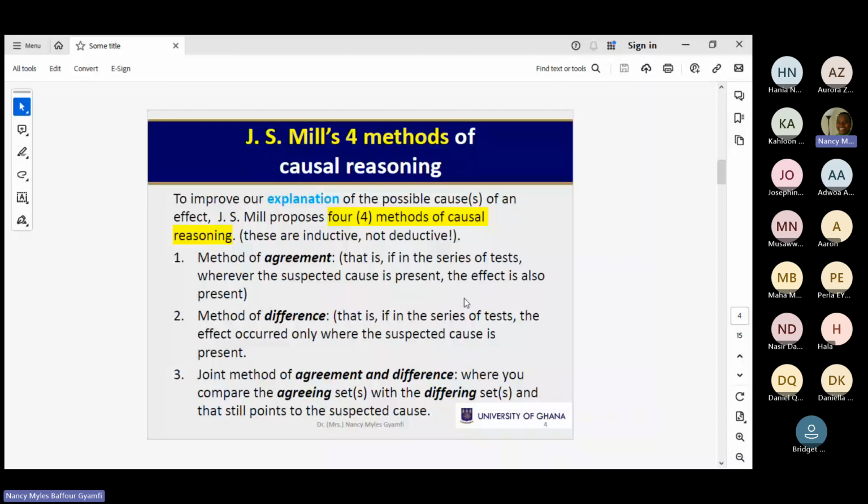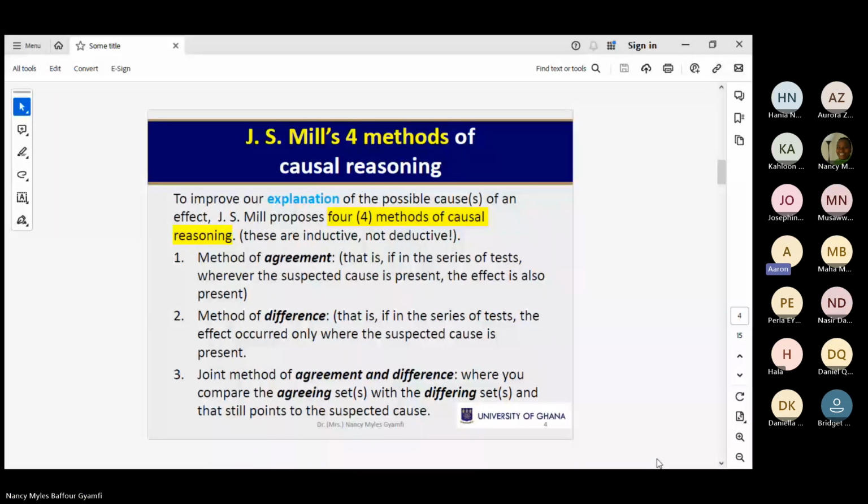Okay, he proposes. Aaron, what's the question? Please, your hand is up. Yes, madam, please. I want to ask a question. Go ahead, sir. I was asking if there could be several causes for a particular effect. Yes, there could be. The slides I shared with you said so.